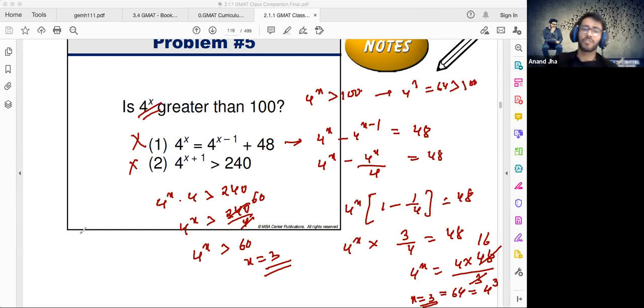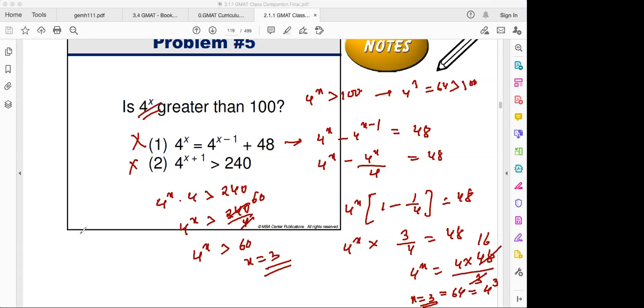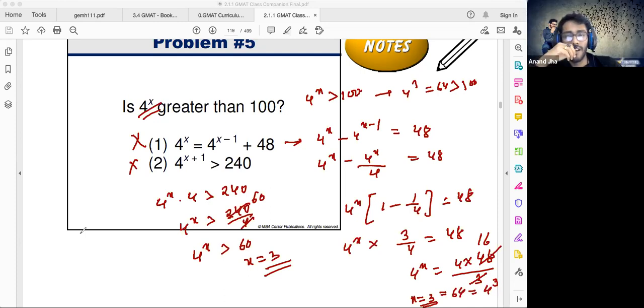Because if I take x equals to 3, neither statement 1 nor statement 2, nor the combination of both, will help me in getting 4 power x greater than 100. It's not possible, because I am getting x as 3. 4 power 3 is not greater than 100. Or they can ask you, what is the minimum value of x for which 4 power x is greater than 100?